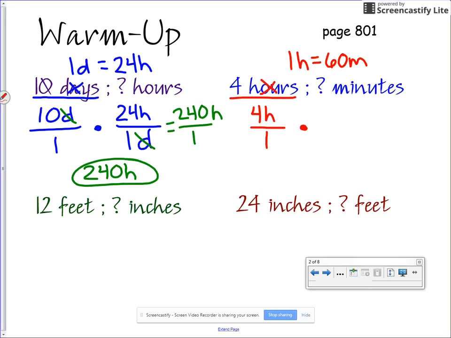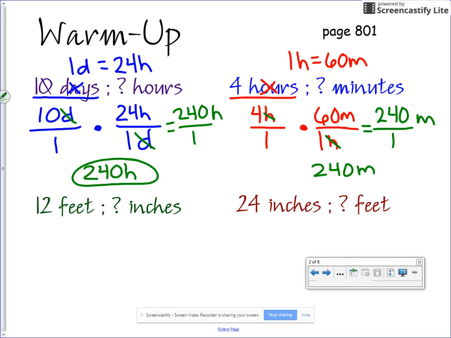We want to get rid of hours. Hours is on the top in my ratio, so it's going to be on the bottom in our converting factor. We want them diagonal to each other. So 1 hour on the bottom, 60 minutes on top. Then we can multiply straight across, and we get 240 divided by 1. When I do that, the H and the H will cancel out, and I'm left with just minutes. So my answer is 240 minutes. Make sure you are checking your work as I'm going through these.